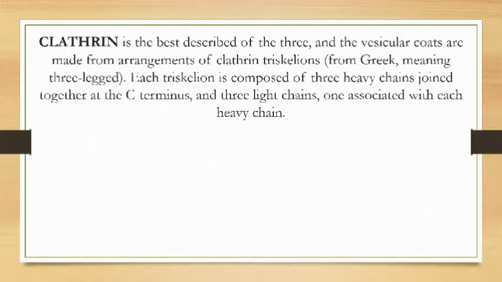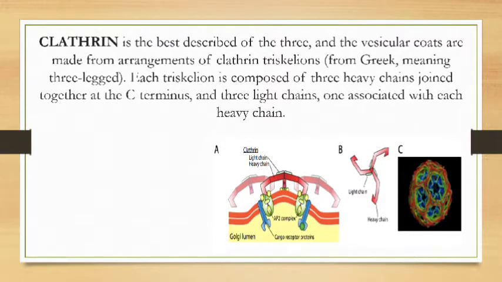Clathrin is the best described of the three, and the vesicular coats are made from arrangements of clathrin triskelions, from the Greek meaning three-legged. Each triskelion is composed of three heavy chains joined together at the C-terminus and three light chains, one associated with one heavy chain. The heavy chains of different triskelions interact along the length of their legs to create a very sturdy construct. The light chains are unnecessary for vesicle formation and are thought to help prevent accidental interactions of clathrin molecules in the cytoplasm.